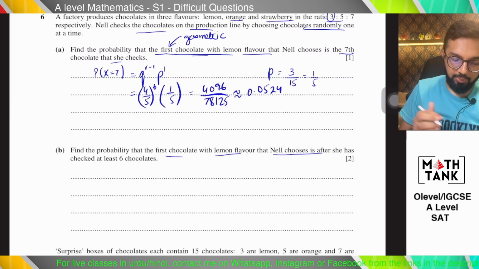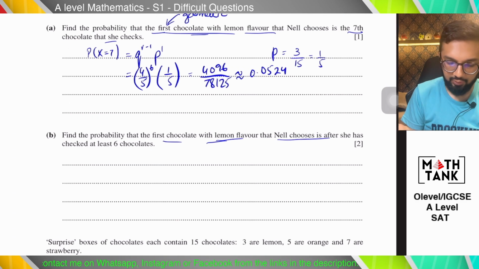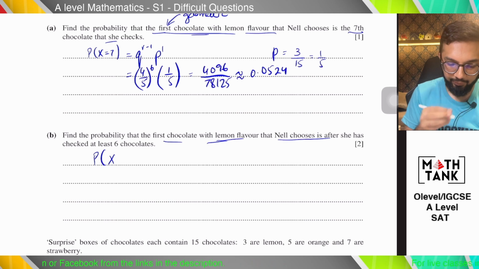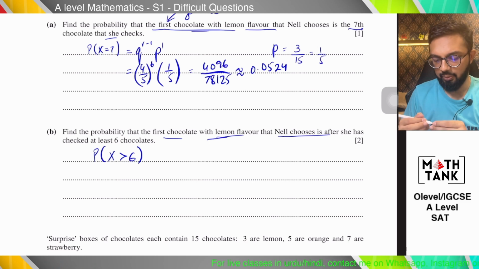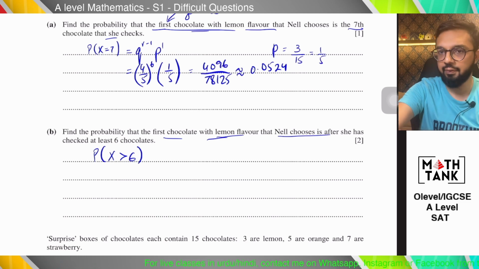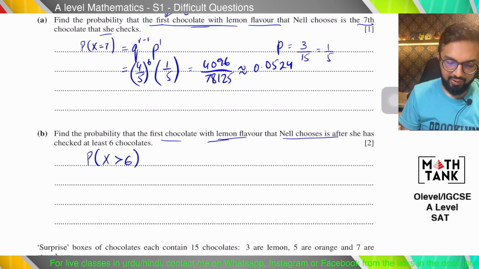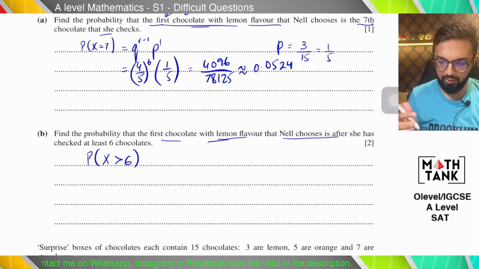Okay, question part B says find the probability that the first chocolate with lemon flavor that Nell chooses is after she has checked at least 6 chocolates. So I want the probability of x greater than 6. Okay, I want to check that I'm successful on the seventh. So probability of x greater than 6, that means I'm either successful on the 7th attempt or 8th attempt and so on, because after she has checked at least 6 chocolates.